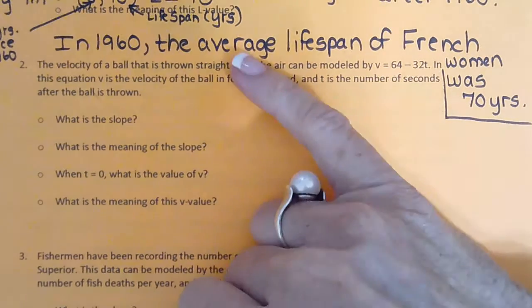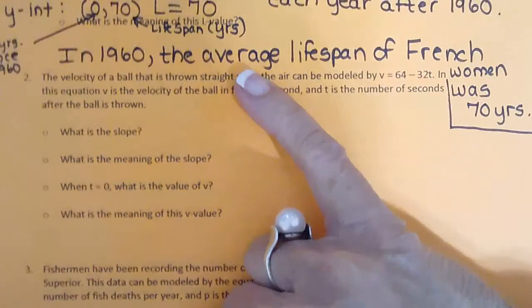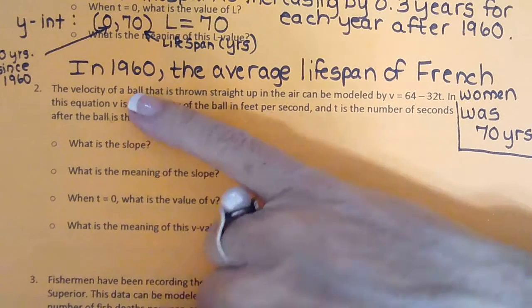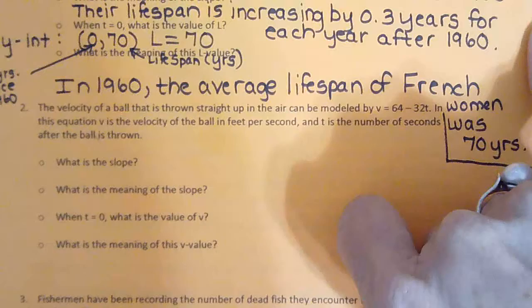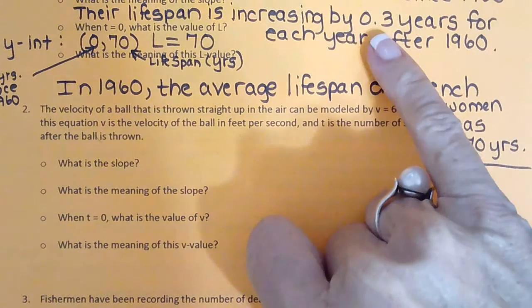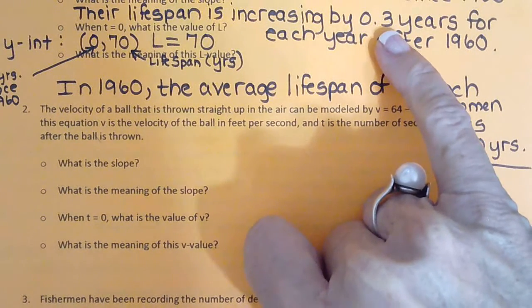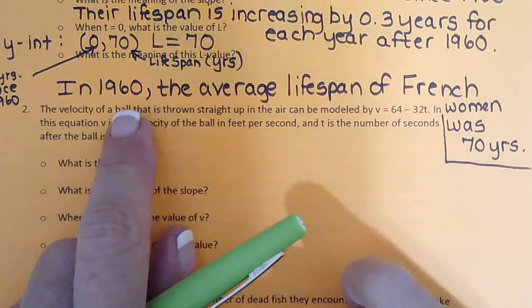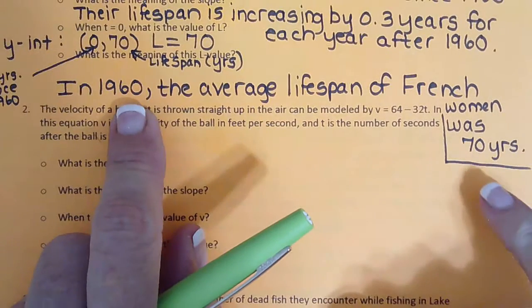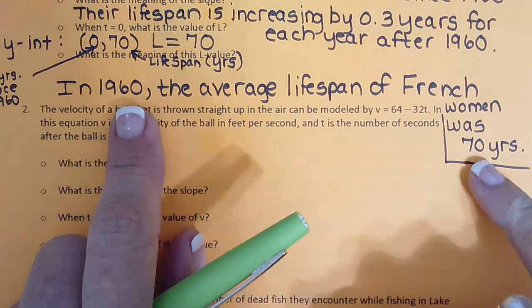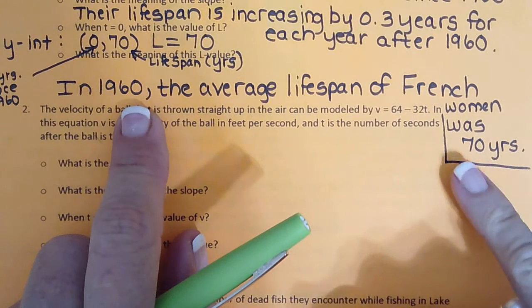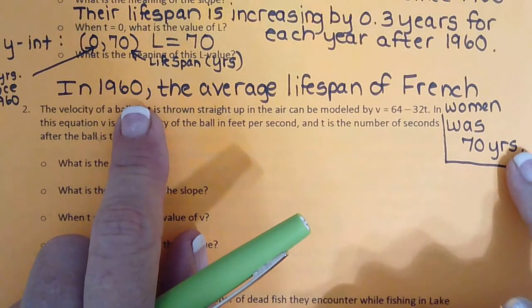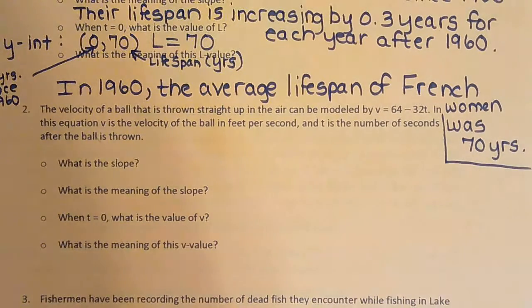Oh, I remember at the end of the last video I was explaining, so in 1960 the average lifespan was 70 years, but I was pointing out that don't forget every year after that it increases by 0.3. So in 1961 the average lifespan would be 70.3 years. In 1962, the average lifespan would be 70.6 years. So each year after 1960, the lifespan goes up.